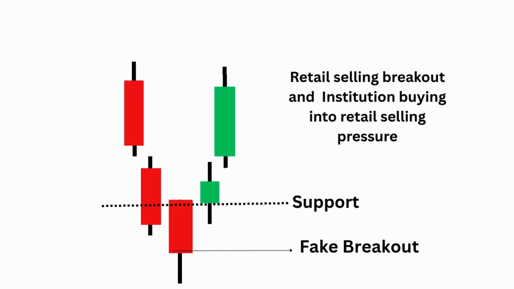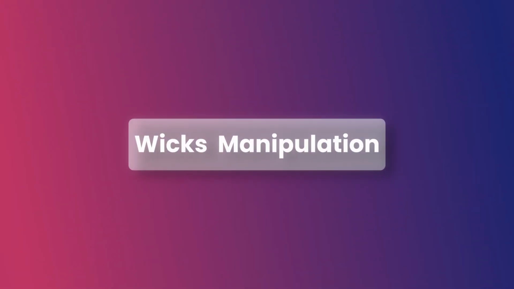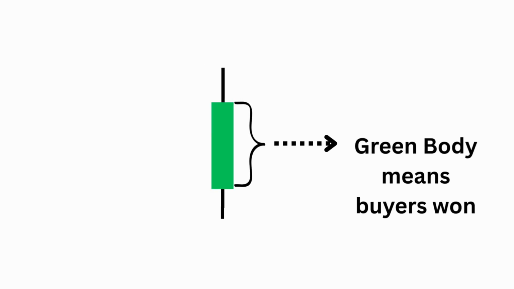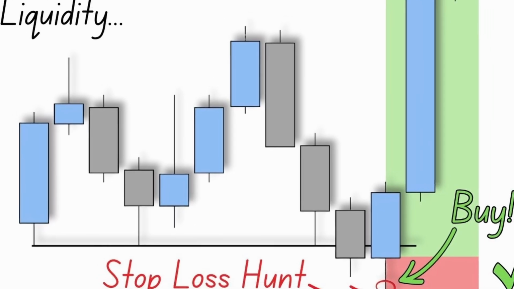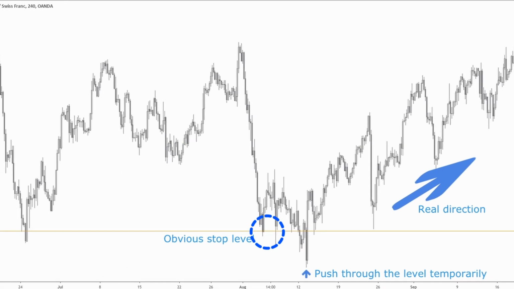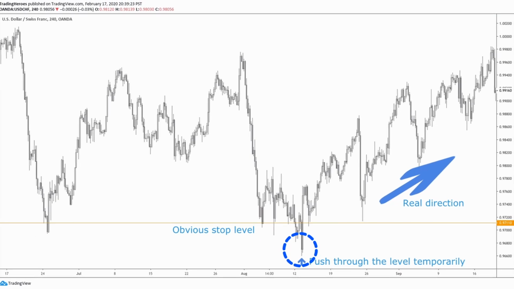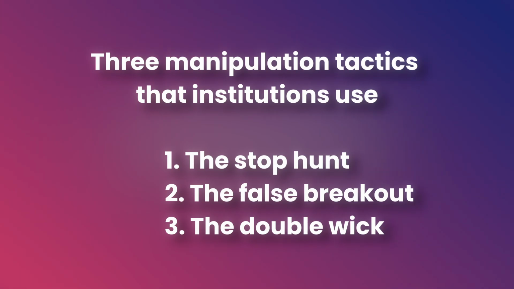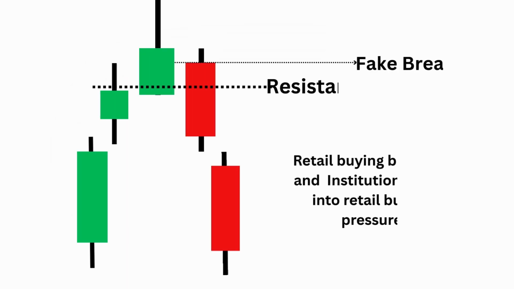Okay, this is the section that's going to make you rethink everything. Wicks, manipulation, let's go. Wicks are the most important feature on a candle for smart money traders, not the body, the wick. And here's why. Wicks show you where liquidity was grabbed, where institutions hunted stops, where the manipulation happened before the real move began. Let me walk you through 3 manipulation tactics that institutions use. And you'll start seeing these everywhere once you know what to look for.